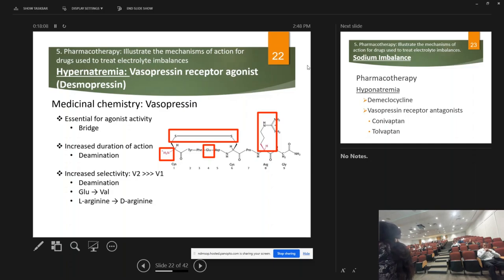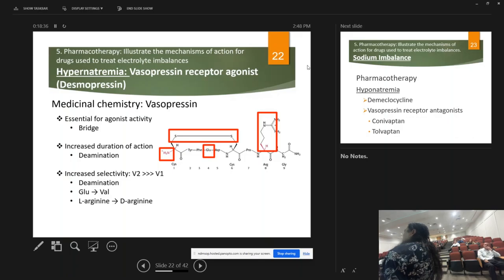There are different structures within this molecule that provide different activity, which is important. For the agonist activity, this bridge is important. If you remove this bridge, it's no longer active. So that's an essential moiety within the molecule. Then there is another moiety here, which is that amine group.